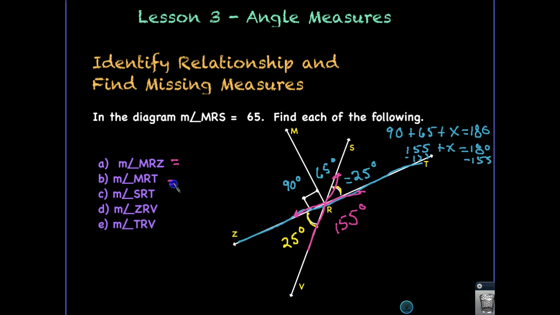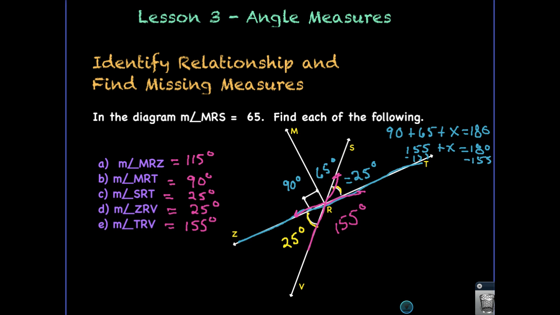So the measure of angle MRZ, let's find that right here, is going to be 90 plus 25. Those 2 angles together give me 115. The measure of angle MRT, so that's MRT, are these 2 combined. So that's 90 degrees, and I already knew that because this and this are supplementary. Let's look for the measure of SRT. So we have SRT, we've already got that one filled out, that's 25. And then angle ZRV, we've also already got that one filled out, that's the vertical angle to SRT, and that's also 25. And then finally we have the measure of angle TRV, and that was 155 degrees.